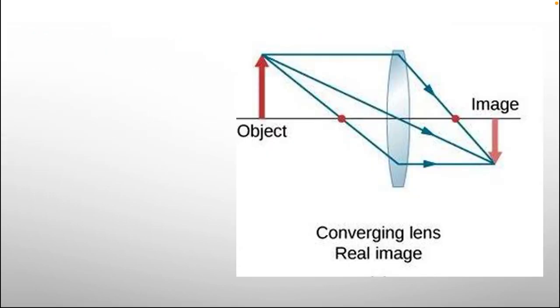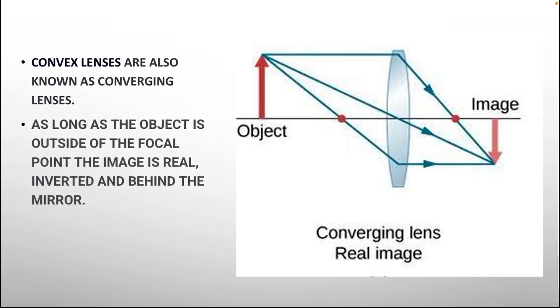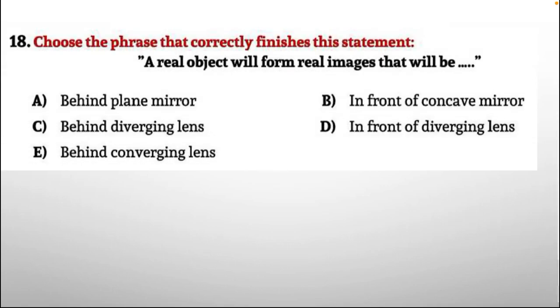So according to that, picture object and image, converging lens, real image. Convex lens are also known as converging lens. As long as the object is outside of the focal point, the image is real and behind the mirror. So according to that, option number E, behind converging lens, is correct.